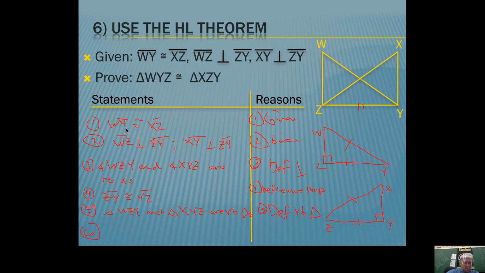So at this point, we have our congruent legs. We have our congruent hypotenuses. We have right angles. We have right triangles. We can say that the triangles are congruent. And they're congruent by HL.